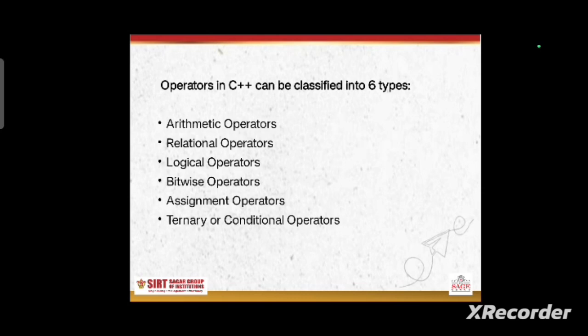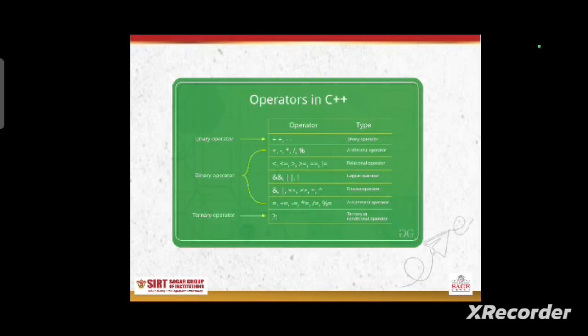Now if I'm talking about the operators, there are different types of operators. We can classify them into six types: arithmetic operators, relational operators, logical operators, bitwise operators, assignment operators, and ternary or conditional operators. These are the categories of operators that we use in programming language or in C++.